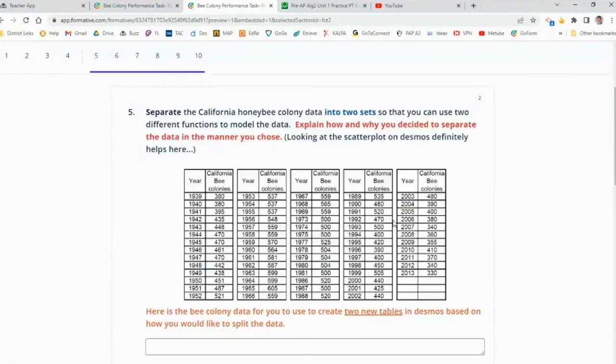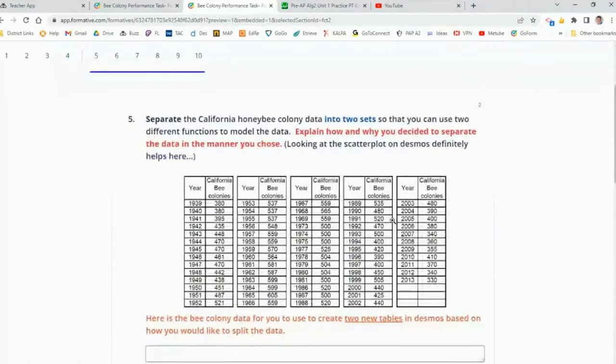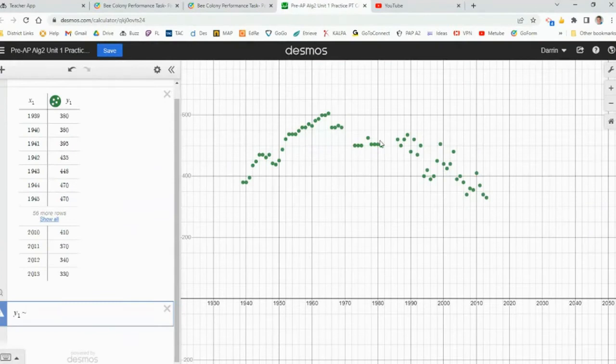And over here, now you get to break it up a little differently. Separate the California honeybee colony data into 2 sets so you can use 2 different functions, right? So you're going to break this up to where it's 2 different tables, and then use 2 different functions. Now, you can use the same kind of function. If you want them both to be linear, both to be quadratic, both exponential, you can do them both the same, but they would be 2 different equations.